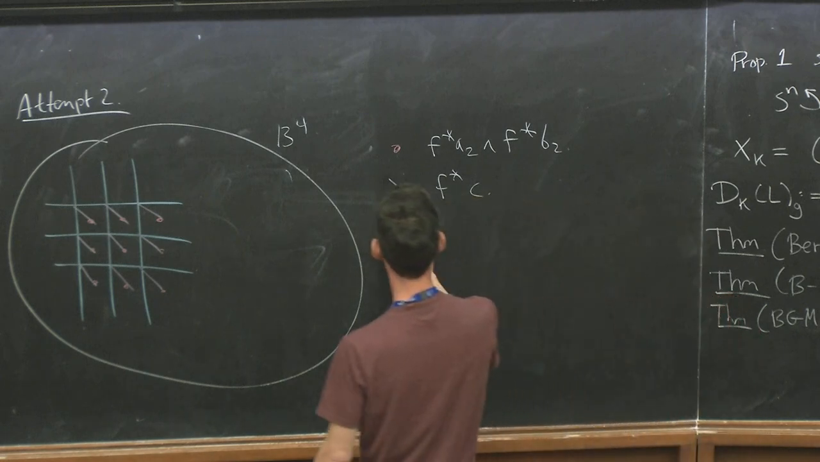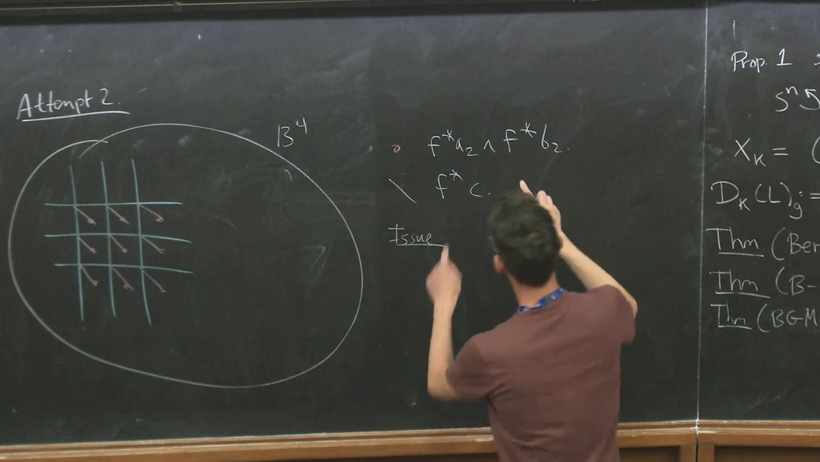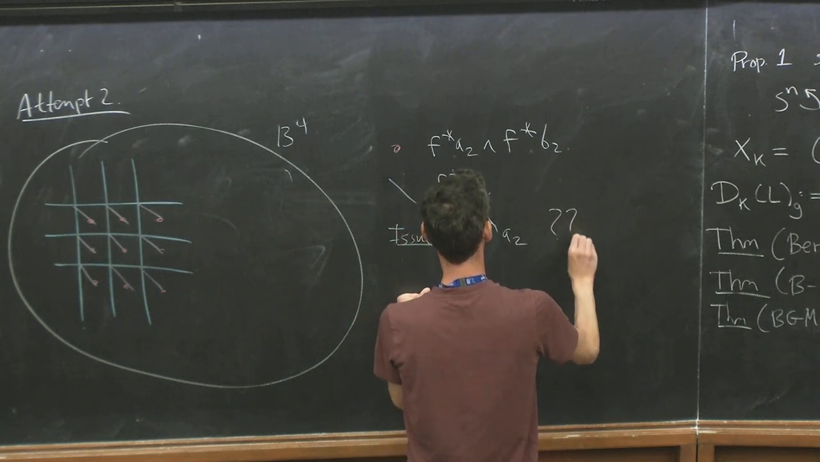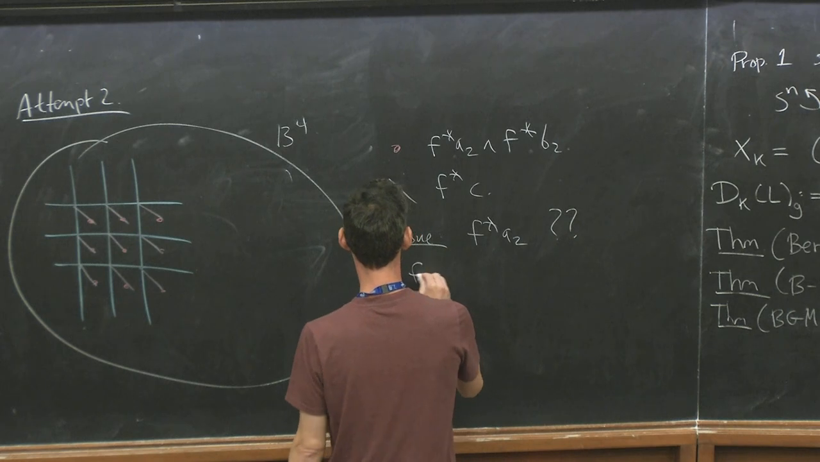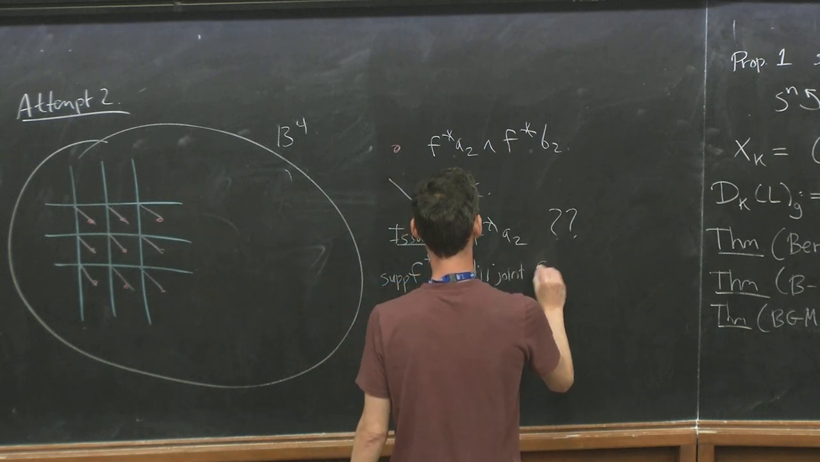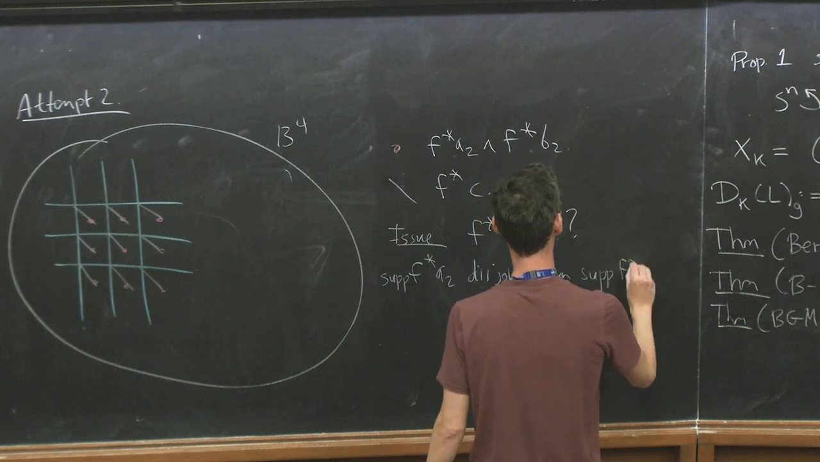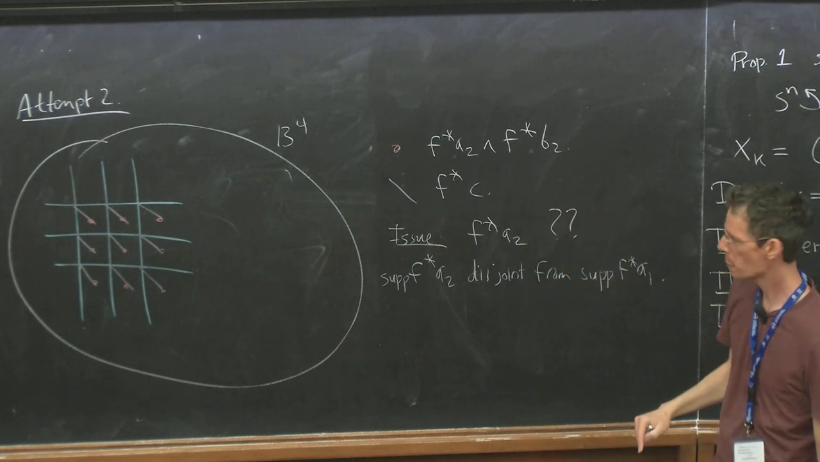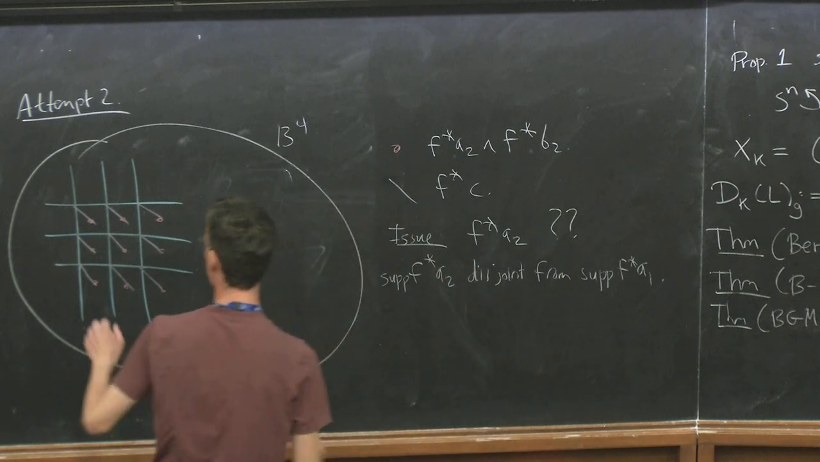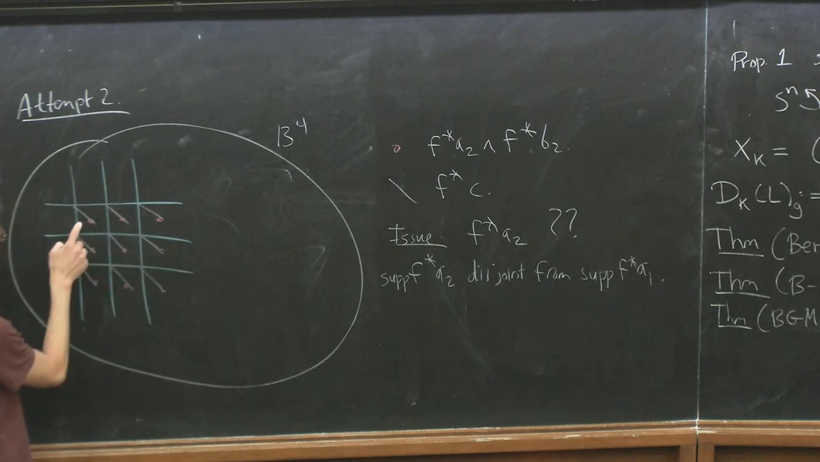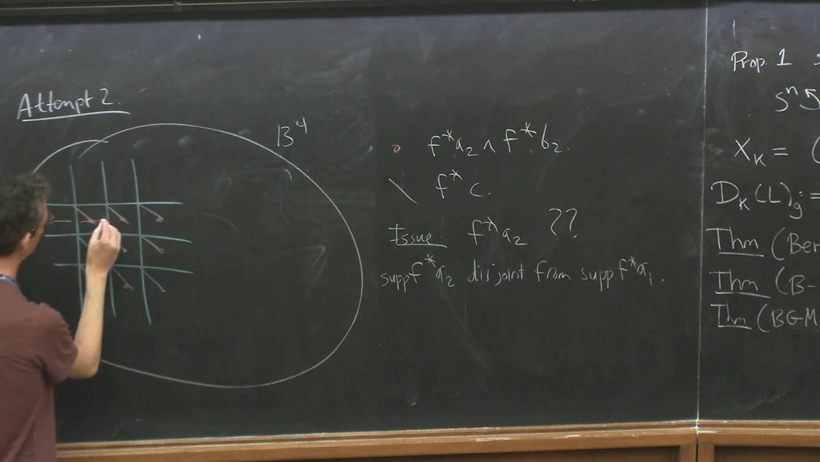OK, but now we have a new issue, which is, I know I've picked what that should look like, but what does the pullback of A2 look like? And here's what's tricky about it. The support of the pullback of A2 is disjoint from the support of the pullback of A1 or B1, just because the support of A2 itself is disjoint from the support of A1 or B1. OK, so I would sort of like to make the pullback of A2 to be some kind of two-plane, like I did before. But that two-plane is not allowed to hit the blue two-plane. So that hopefully it looks sort of like this.